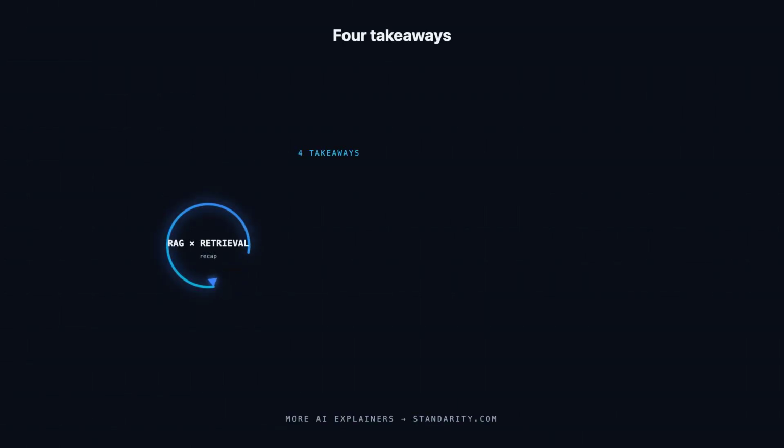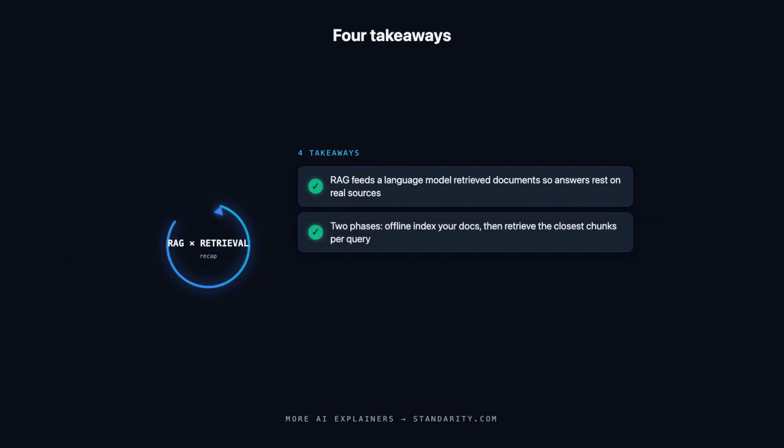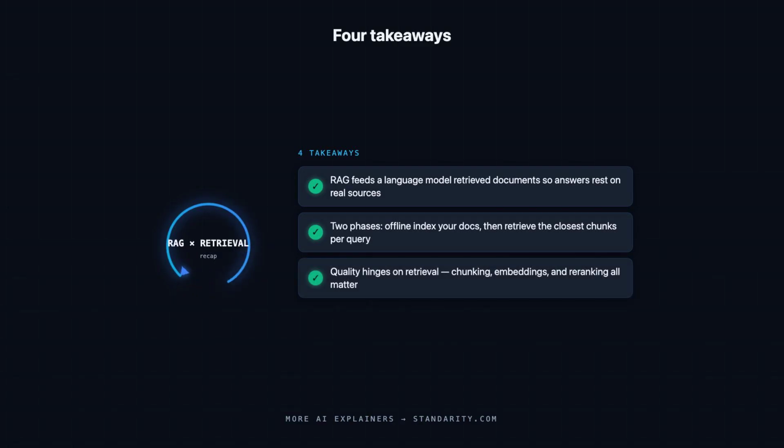Alright, let's lock in what matters. RAG gives a language model an open book, fetching relevant documents and feeding them into the prompt so answers rest on real sources instead of memory. It runs in two phases. An offline pass that chunks, embeds, and stores your documents, and an online pass that retrieves the closest chunks for each question. Its quality lives or dies on retrieval.